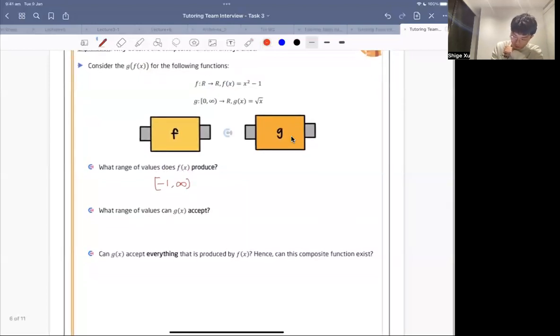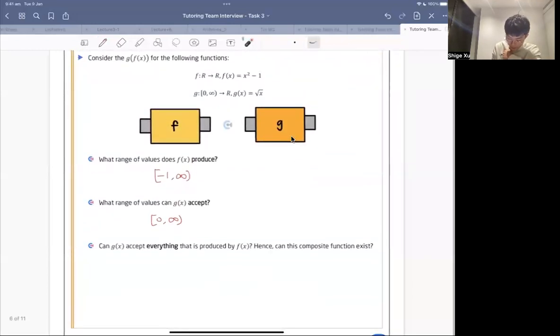What's the range of values that g of x can accept? What are the values for which g of x would make sense? G of x is the square root. We all know that you can't take the square root of negative numbers. So g of x only makes sense for non-negative numbers, so only if it's greater than or equal to 0.